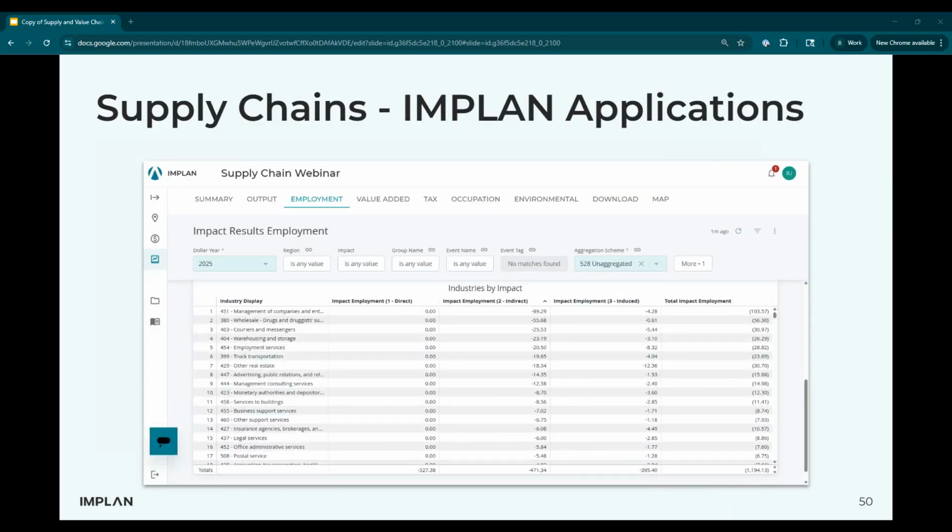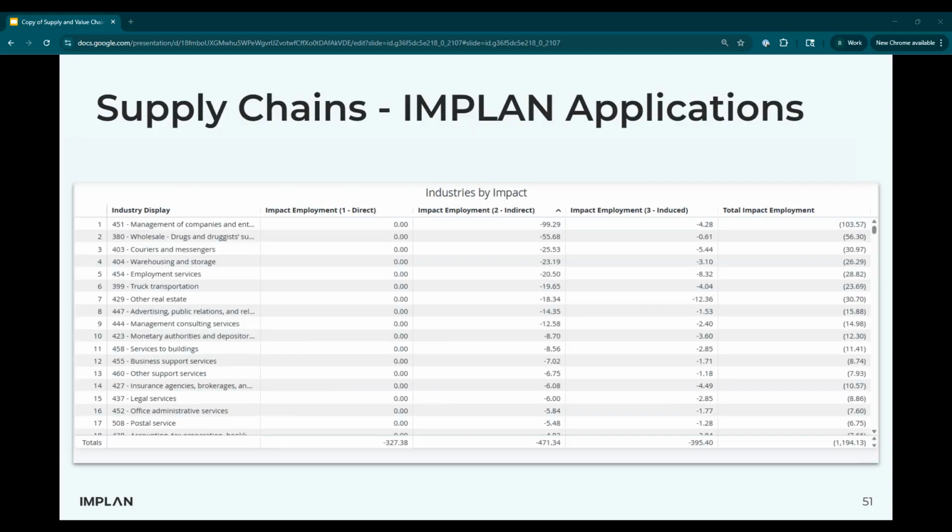We can also look at this in terms of jobs, right? There are going to be job effects throughout the supply chain. The relationship is not necessarily directly correlated between changes in output and changes in employment. And so we can look specifically at what sectors are going to be affected in terms of employment: management, wholesale, shipping, warehousing, employment services, truck transportation. Those are labor-intensive jobs where you're going to have larger employment shocks.